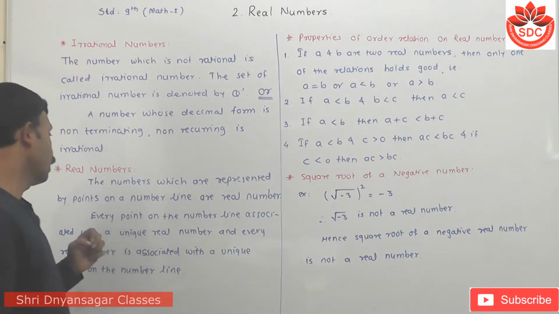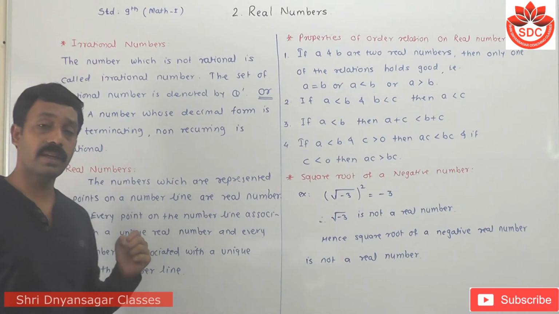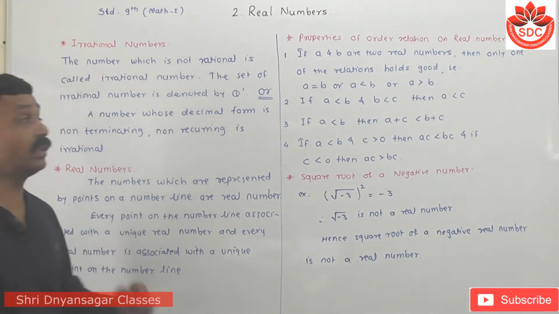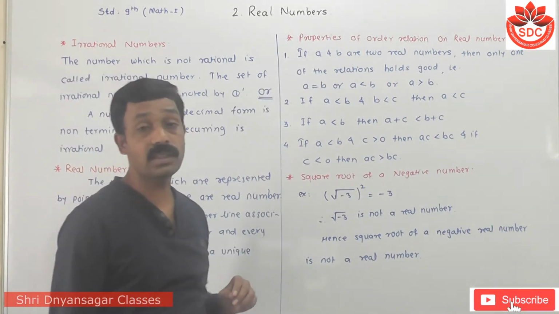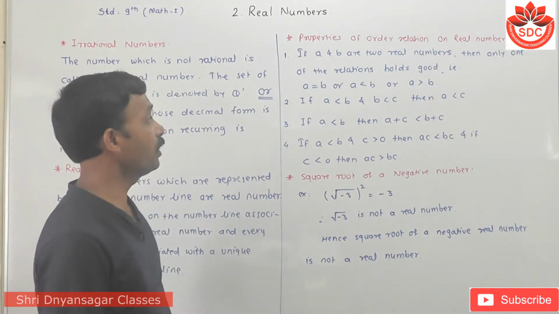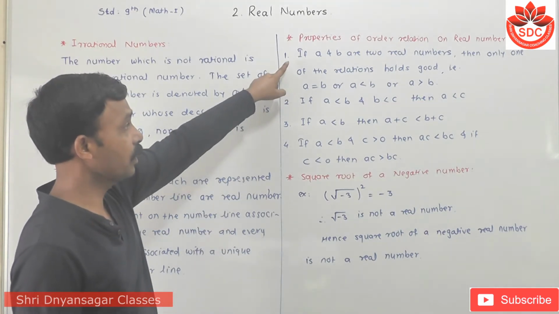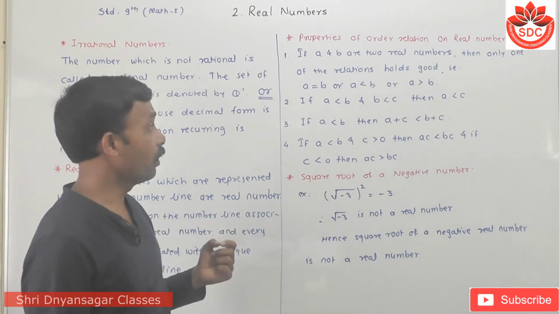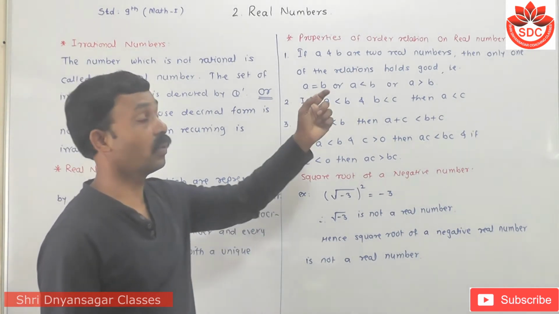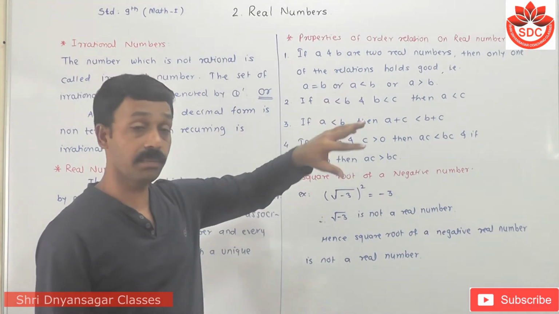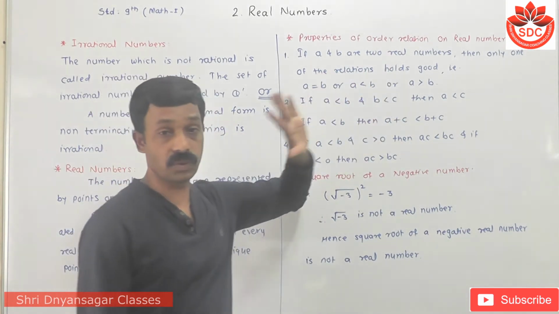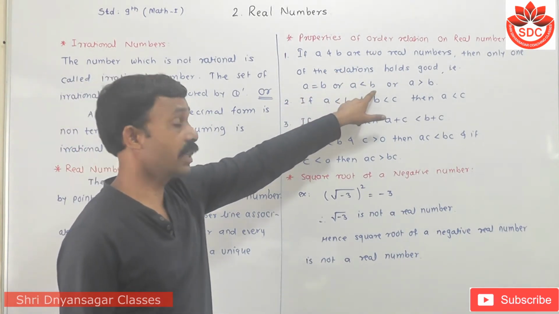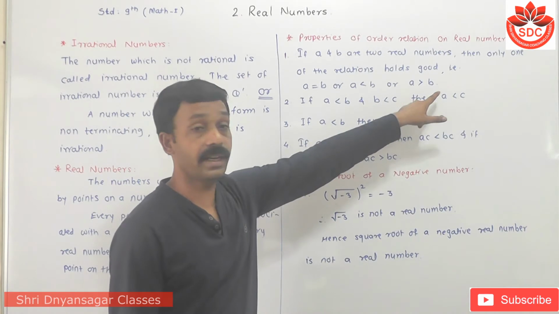Then students, on these real numbers, we can take addition, multiplication, subtraction and division. Therefore, there are some properties of order relation on these real numbers. Now, which properties? The first one is, if a and b are two real numbers, then only one of the relations holds good. Which one? a is equal to b, or a is less than b, or a is greater than b.